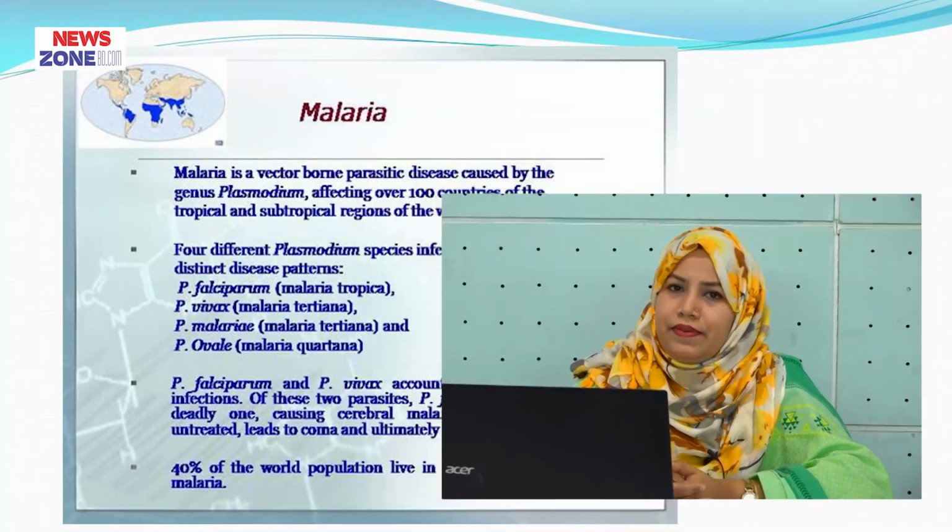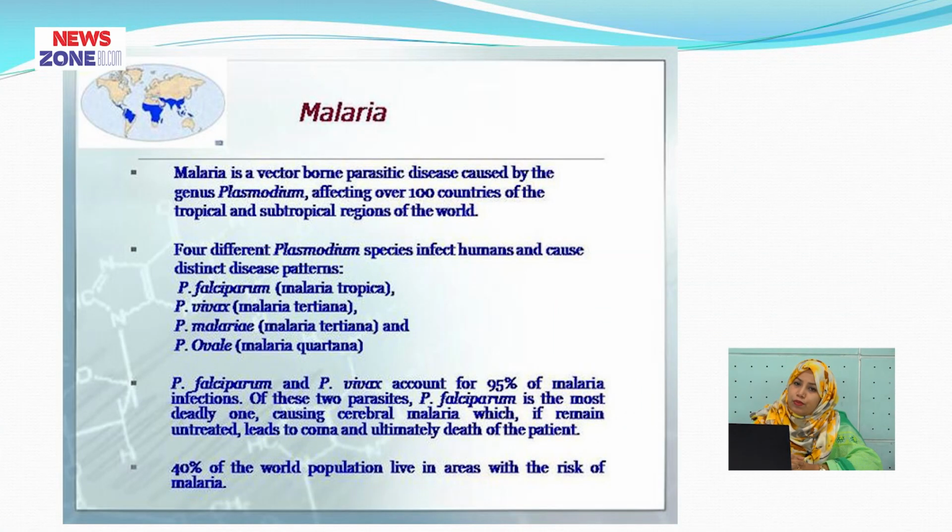Now, what is malaria? It is a vector-borne parasitic disease. Remember that it is not waterborne or airborne or sexually transmitted, it is a vector-borne parasitic disease. Which vector? It is the female Anopheles mosquito. And which parasite is responsible? The Plasmodium genus is responsible for malaria disease.